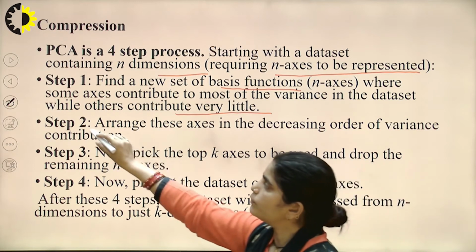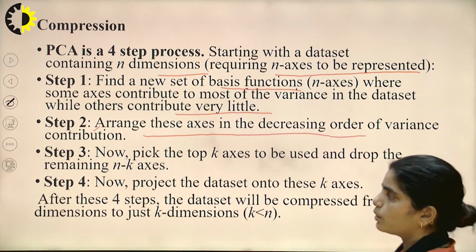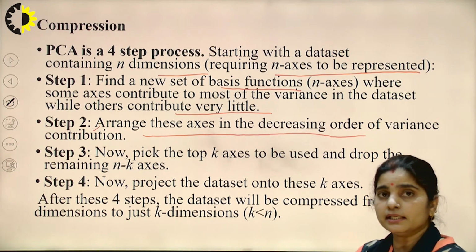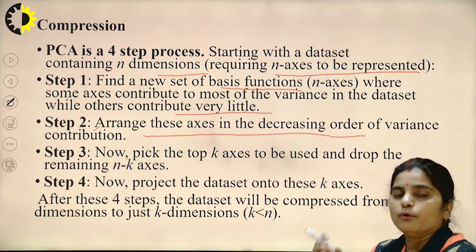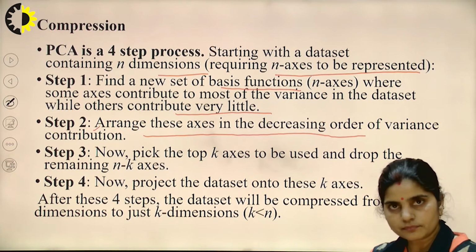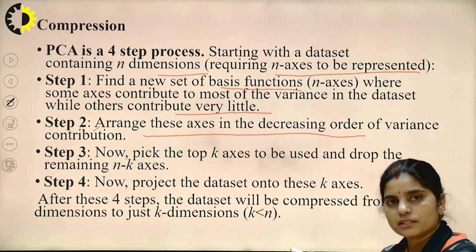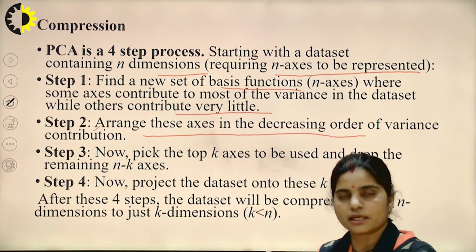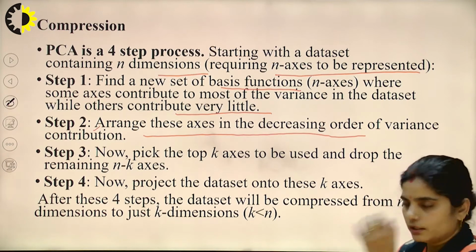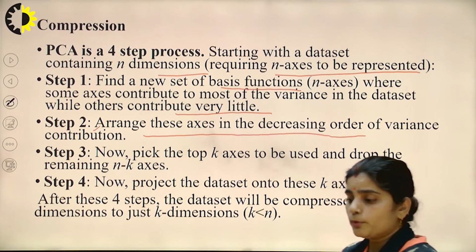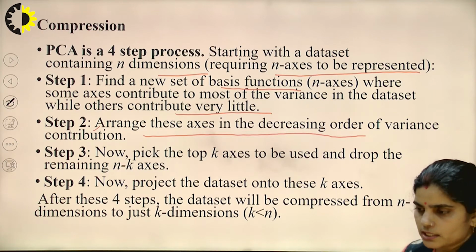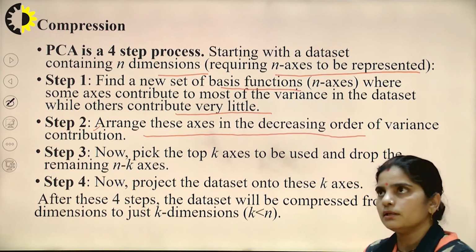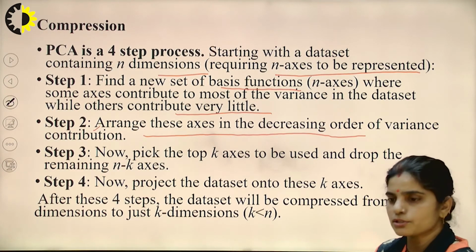Now, in step 2, we arrange these axes in decreasing order of variance contribution. Which are contributing high will be placed first, which are contributing low will be placed second, and which contribute even less than the second will be placed in the next position. Suppose we have a 10-dimensional data set and we use PCA, principal component analysis. What is the task of PCA? PCA will identify linear combinations of the input variables.